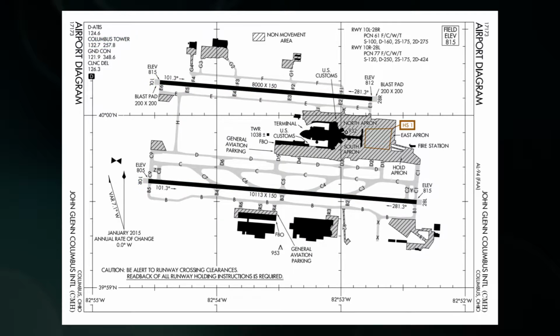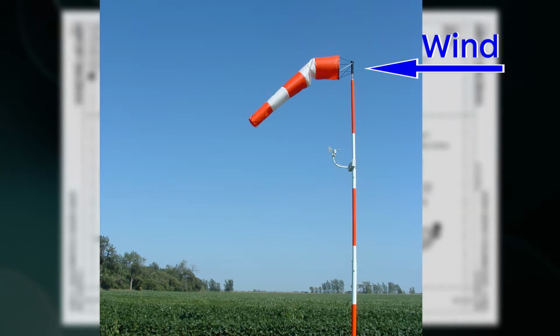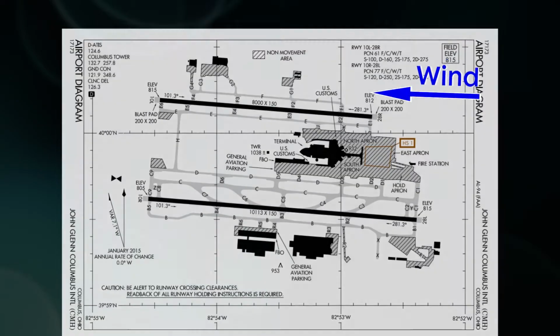When we take off, we do so into the wind. You get wind information from the ATIS and also by looking at a windsock. It's a tube that inflates when the wind blows into it, and it shows the direction of where the wind is coming from. And once again, we take off into the wind.